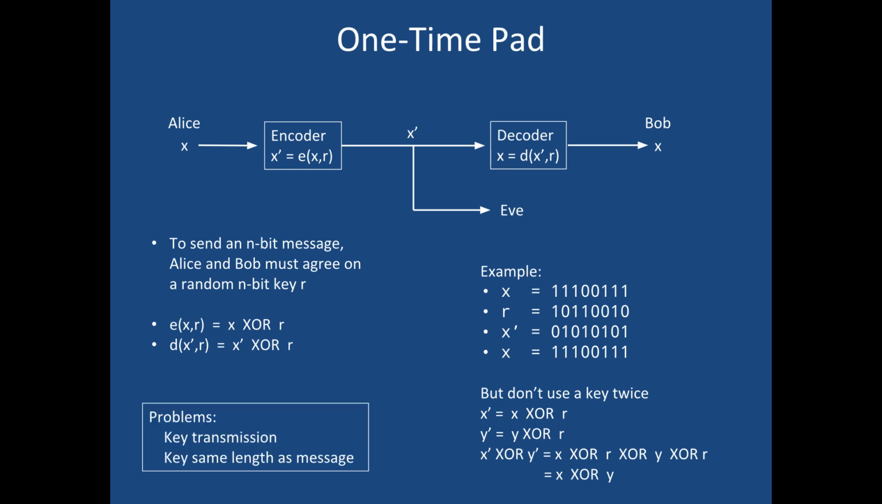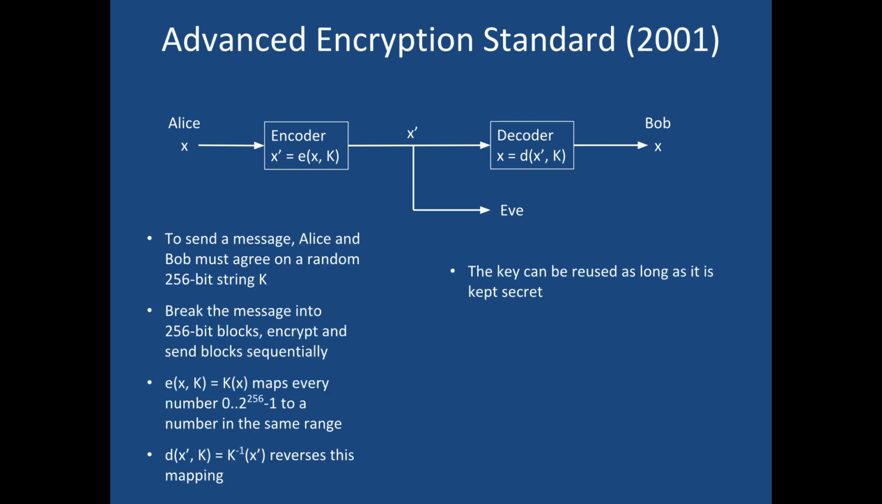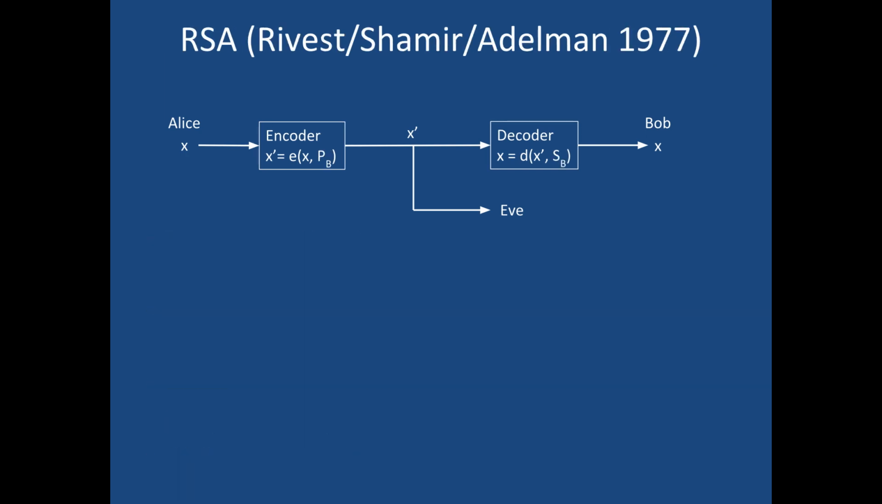Okay, so the problem is key transmission, and the keys have to be long. Imagine streaming a movie that you wanted to encrypt with a one-time pad. Right? That's a big, long key to XOR the movie with. Now, I'm going to come back and talk about AES later because I want to make sure I talk about RSA today.